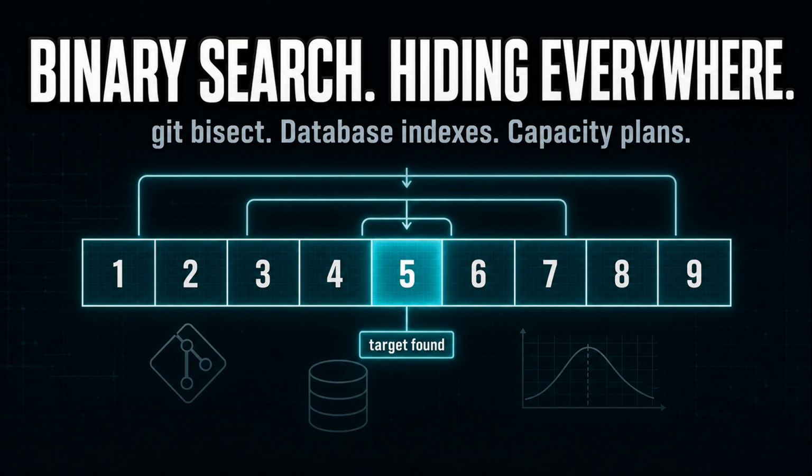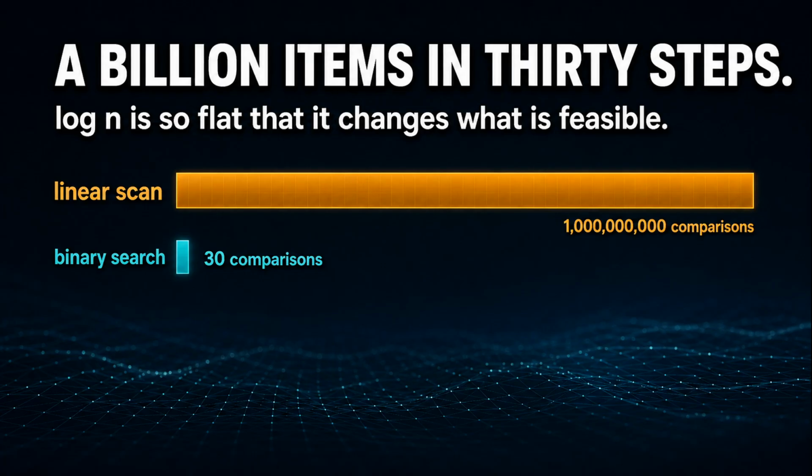For example, your database does it on every primary key lookup. Git bisect, capacity planning, the kind where you ask which instance size handles your load. Binary search dressed up as a different question. So why does this primitive show up everywhere? First, it is the math. Right. O of log n is so flat at scale that it changes what is feasible.